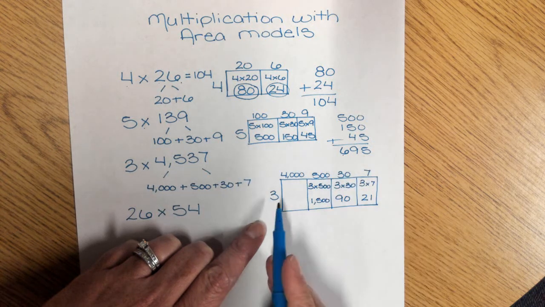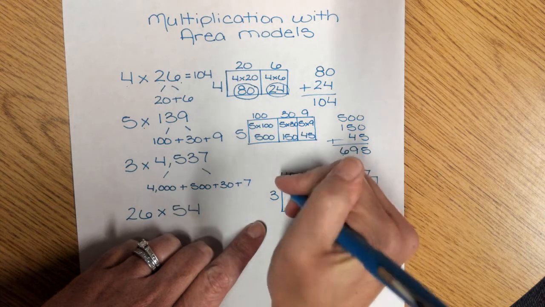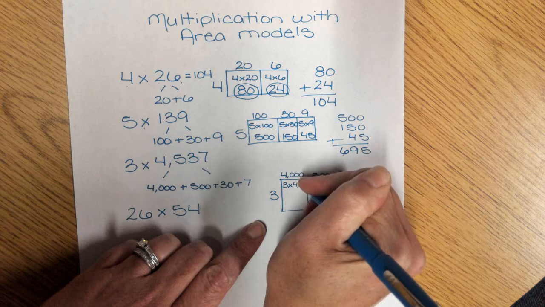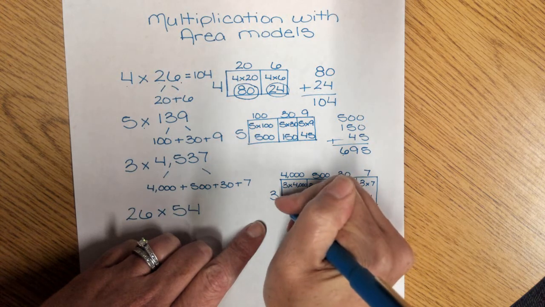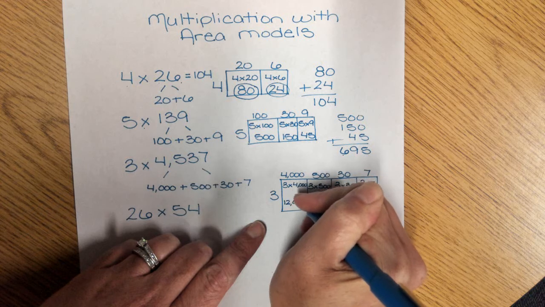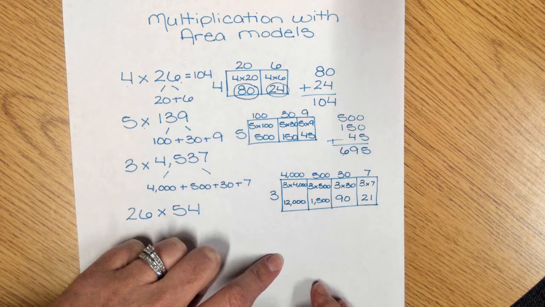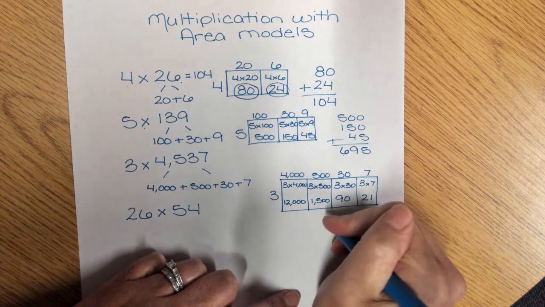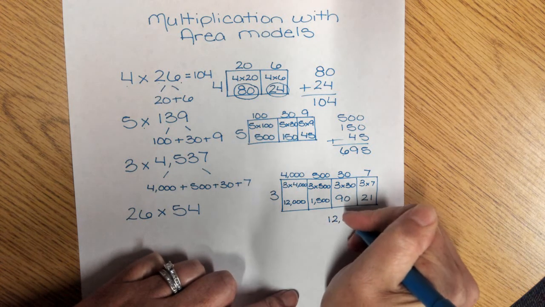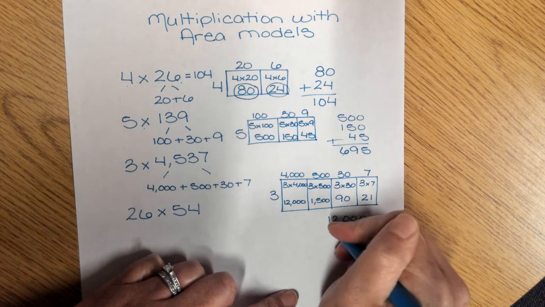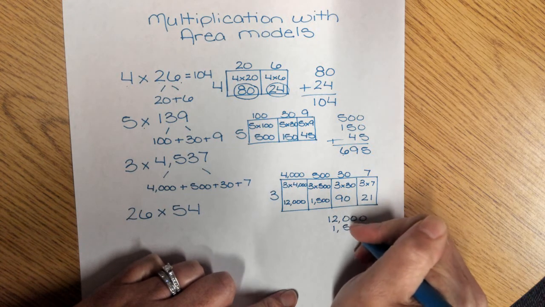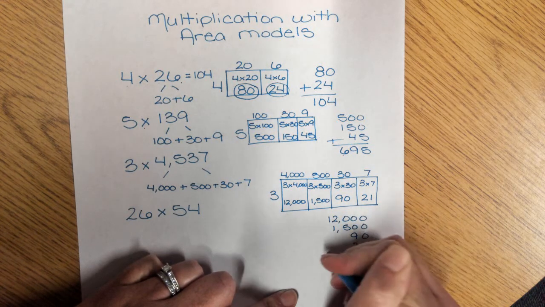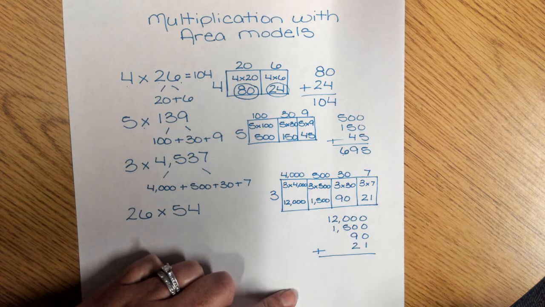1,500. And lastly, my 3 comes over, meets my 4,000. So 3 times 4,000 is going to give me 12,000. Now I have 4 partial products, but I'm looking for my total answer, so I need to add all these together. I'm going to take my 12,000, add my 1,500 to it, my 90, and my 21, making sure that I line them up with the correct place value.